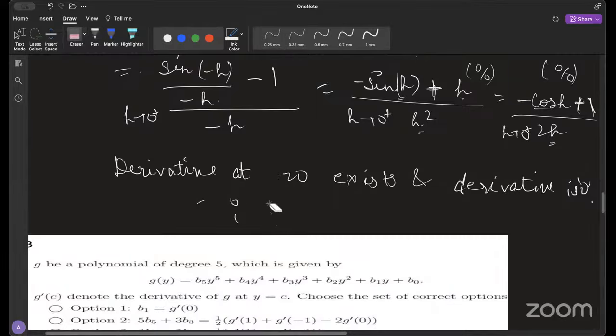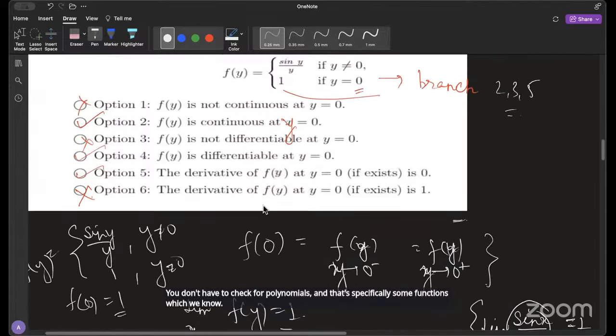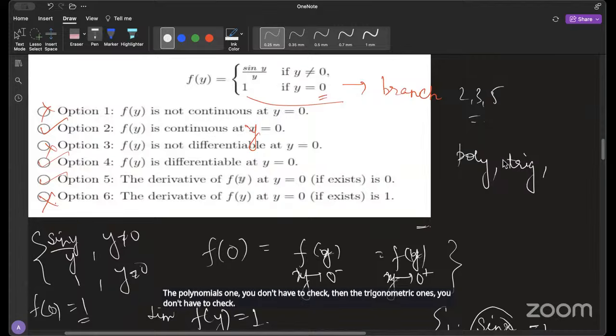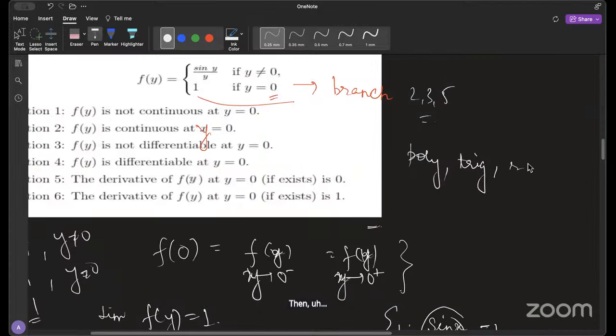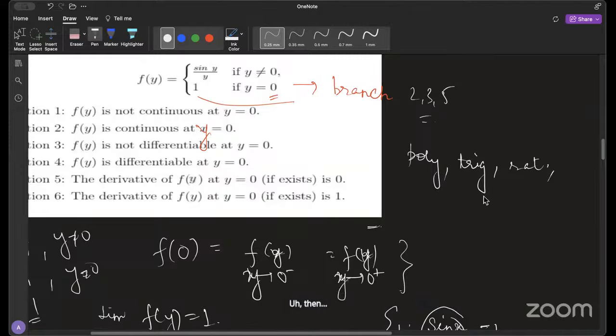You don't have to check for polynomials, and there are specifically some functions which we know. The polynomials you don't have to check. Then the trigonometric ones you don't have to check. Then the rational functions where both are differentiable and the denominator is not 0, that you don't have to check. Then the exponential functions, these you don't have to check.